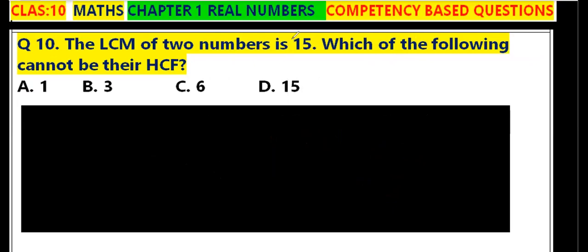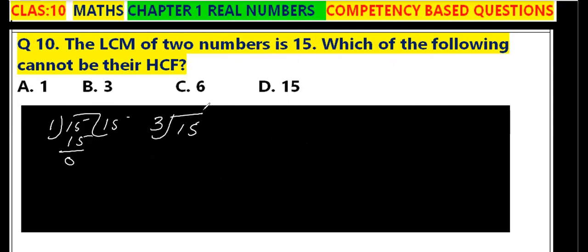LCM of two numbers is 15. Which of the following cannot be their HCF? देखिए 15 को जो divide कर देगा वो HCF होगा. Here 1 is here, 1 15s are 15, so 1 can be the HCF. In the second case, I am taking the number 3. देखते हैं 15 को divide करता है कि नहीं. Yes, 3 5s are 15, so yes, 3 can also be the HCF of two numbers.